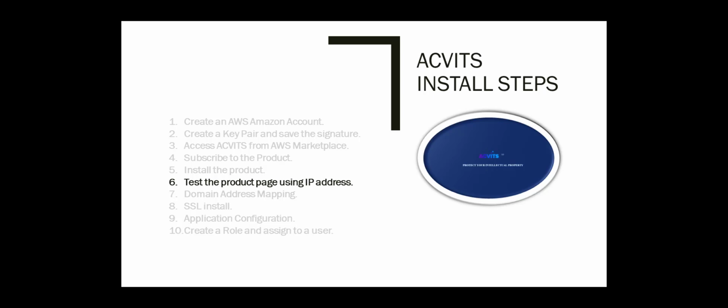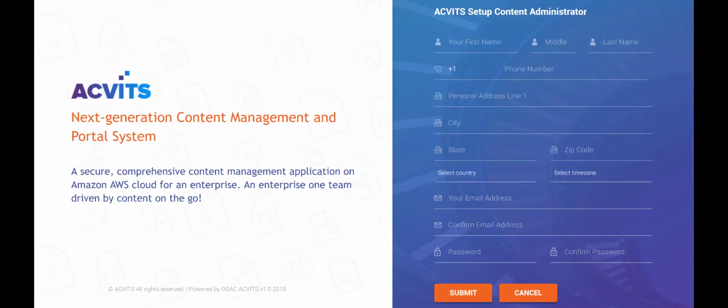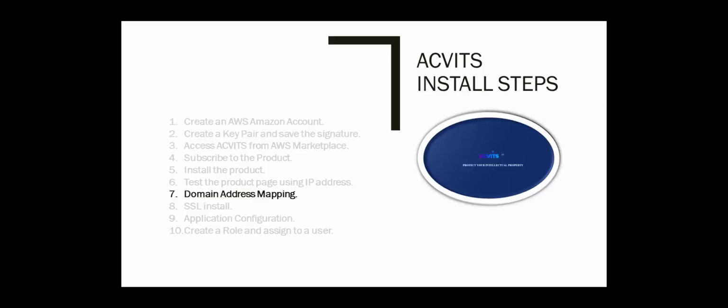Use the public IP address of the EC2 instance to test the application page. If you receive a page error, navigate to the EC2 dashboard, select the Actions menu, select Instance State, and click Reboot. Try to access the IP address after 3 minutes to access the application.